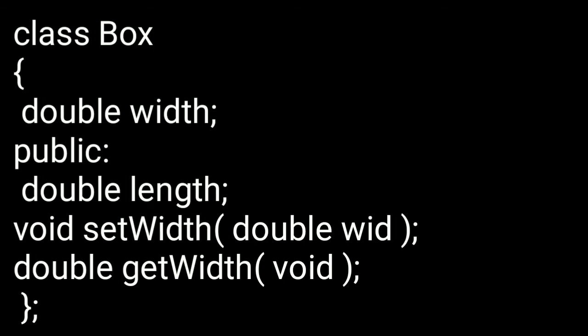Here is the example. Here the class name is Box, and in the curly braces of the class, the double width is a private data member, but I have not written private over it because by default it is private. The public members are double length, void set data, void get data, and the class has been closed. Now let's see protected members.